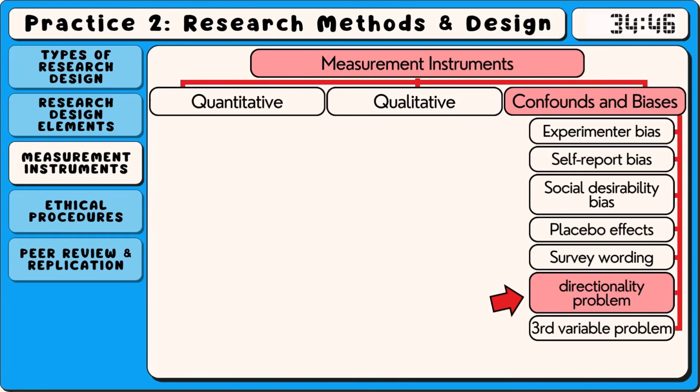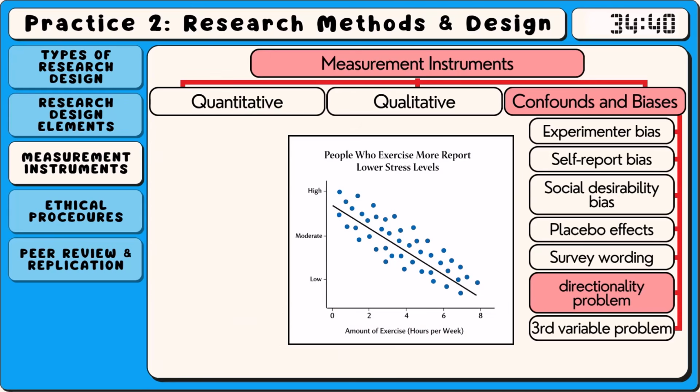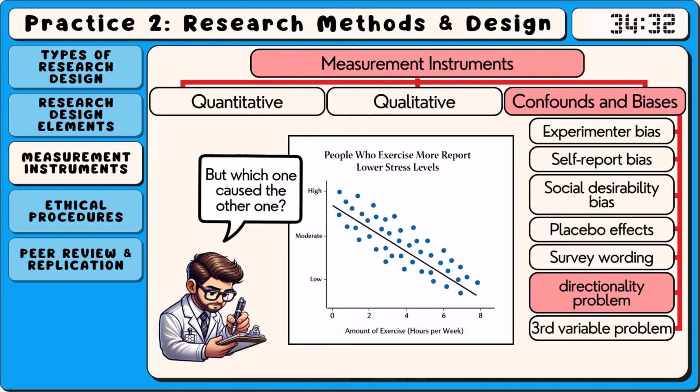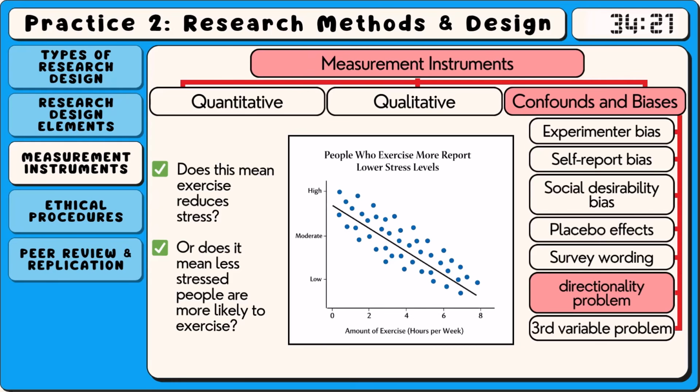Okay, next is the directionality problem. This occurs in correlational research when it is unclear which variable is causing the other. Let's look at an example. Let's say researchers find that people who exercise more report lower stress levels. But because they conducted a non-experimental correlational study, they may not have proven which one is causing the other. They don't know if exercise reduces stress or just that less stressed people are simply more likely to exercise.